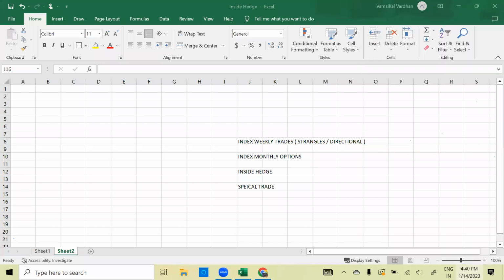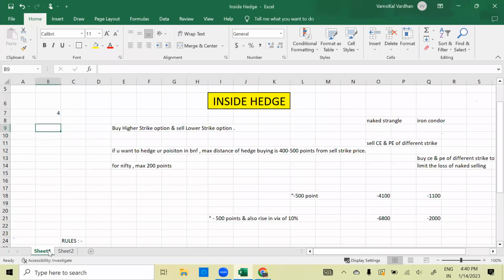Okay, so from Monday, at any point of time, we will have insiders and special trade, which will be hedged, and index weekly trade. Any one in Nifty, one in Bank Nifty, we will do. But please, I'm saying don't do this method in Nifty. Nifty, it will not work better because the premium is very less.